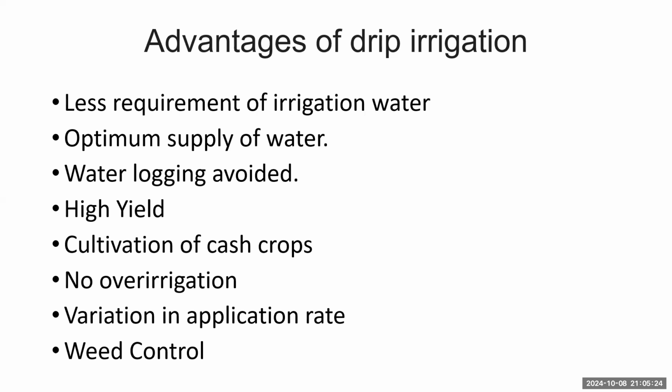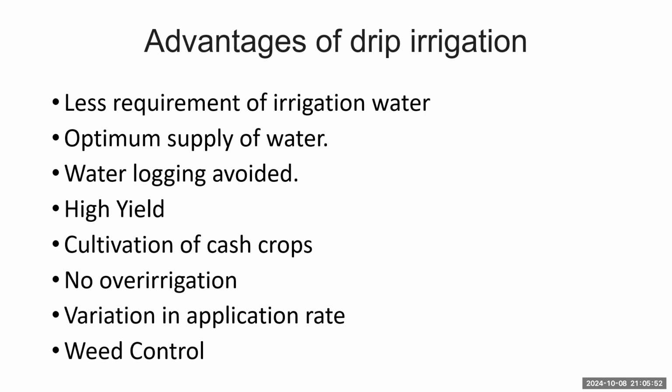We have discussed the ill effects of irrigation, and one of them is water loss. When over irrigation is carried out by the farmer, water logging takes place. This water logging is completely avoided if drip irrigation system is implemented. It results in high yield; we have seen that chart. Then cultivation of cash crops is possible through drip irrigation. Then no over irrigation takes place here.